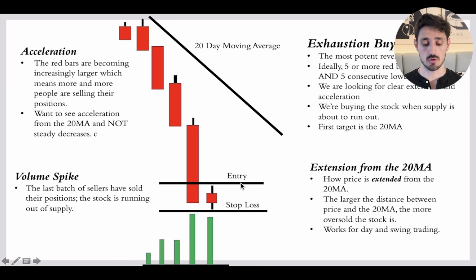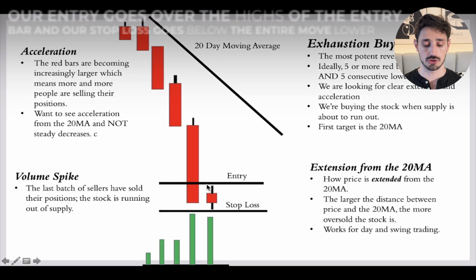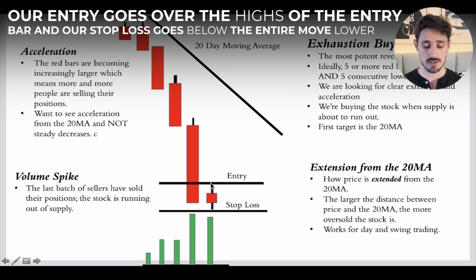The same thing applies when we're trying to go for a reversal long. We got the acceleration lower, we got the extension from the 20 period moving average, we got the volume spike, we have the entry bar, and from here, our entry goes over the highs of the entry bar, and our stop loss goes below the entire move lower.